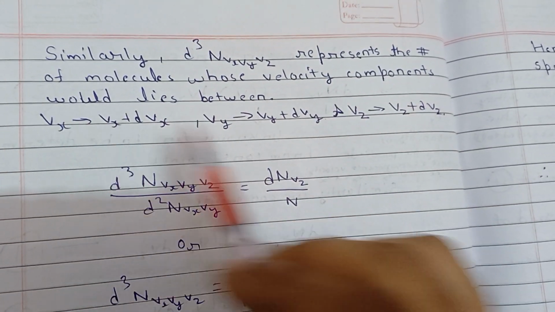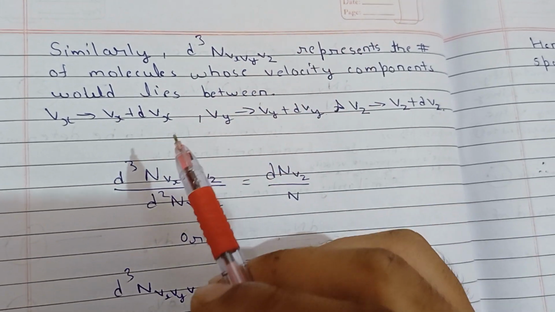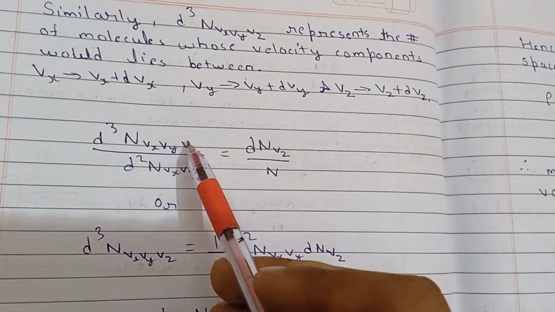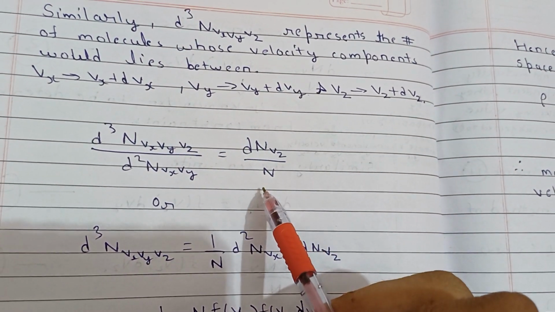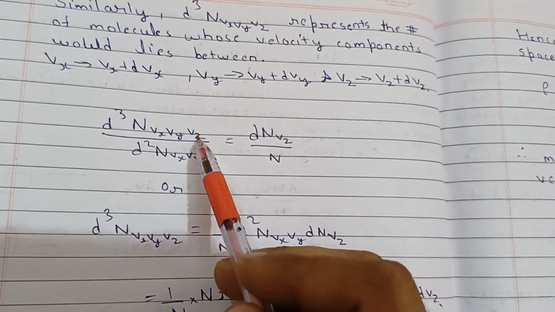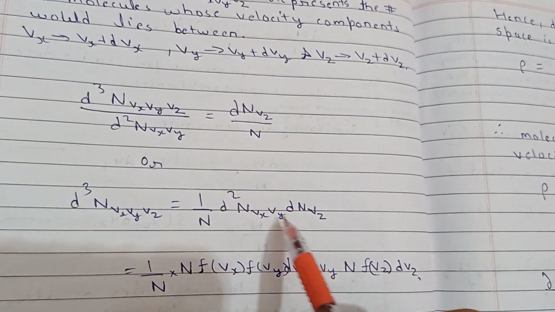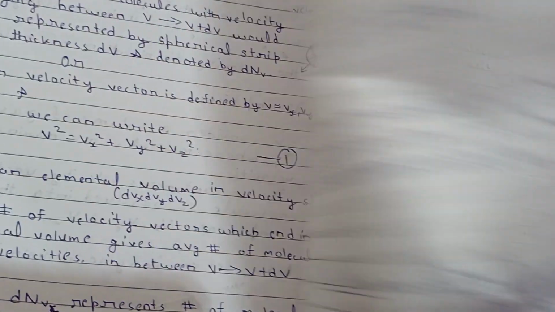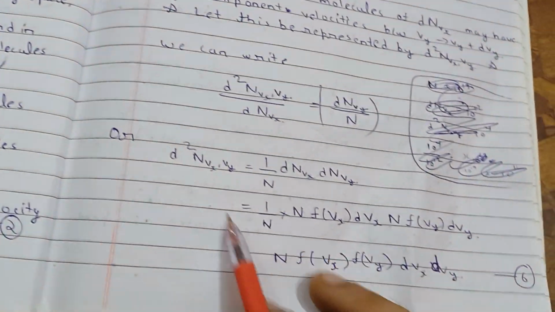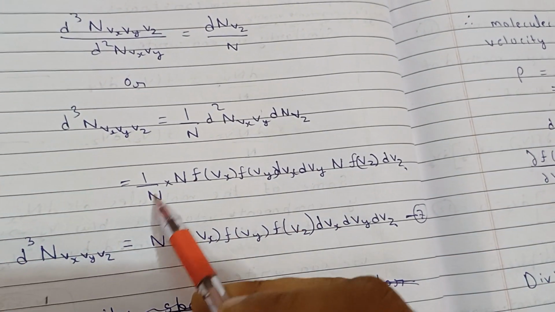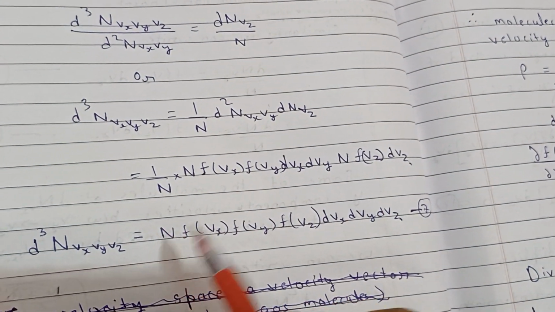Now that's what you need: the total number of particles lying in the region between v and v plus dv. This will be given by n, vz, n, and this d3 will give you the total particles. This will be equal to 1 upon n dn vz d square n vx vy. So now in place of d square n vx vy you will substitute this complete value, and this will give you the number of particles. Now this n will cancel out, only one n is remaining.